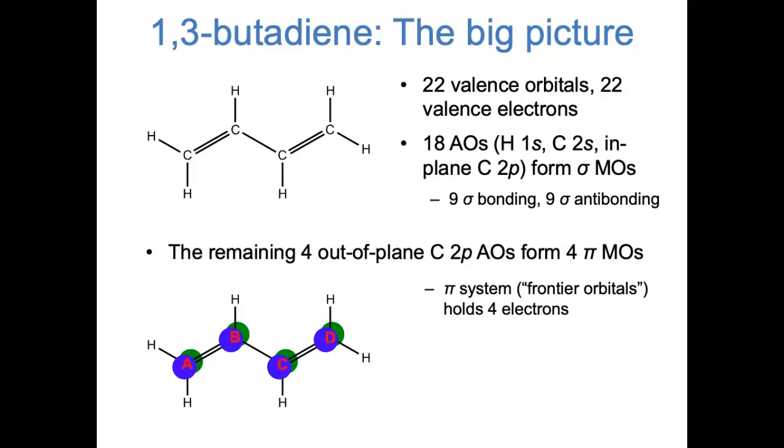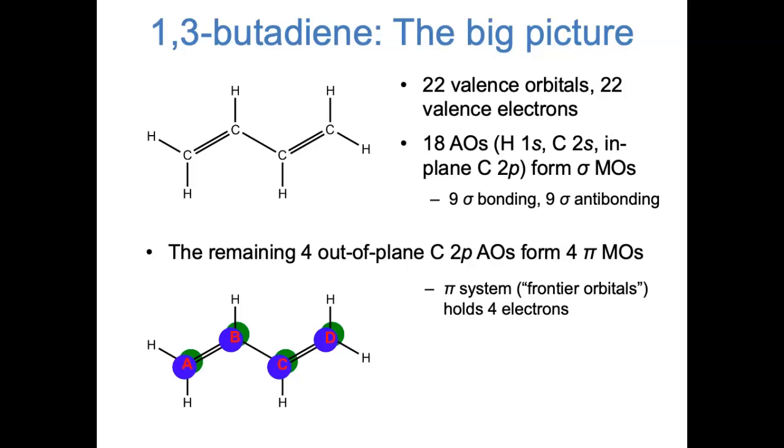So if the 9 sigma bonding orbitals held 18 of the valence electrons, this pi system is going to hold the remaining 4. So this is really the part of the molecule that we're going to focus on. The 4 pi molecular orbitals that hold the 4 highest energy valence electrons.